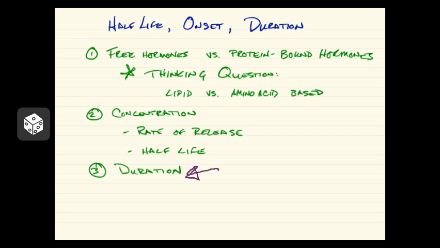Now, duration. How long does any given hormone have its effect? Well, that's going to vary from hormone to hormone. Some hormones only have their effect for less than a second, and other hormones can have their effect for hours and maybe days. What makes the difference is the rate at which they are chemically broken down, the rate at which they are degraded.